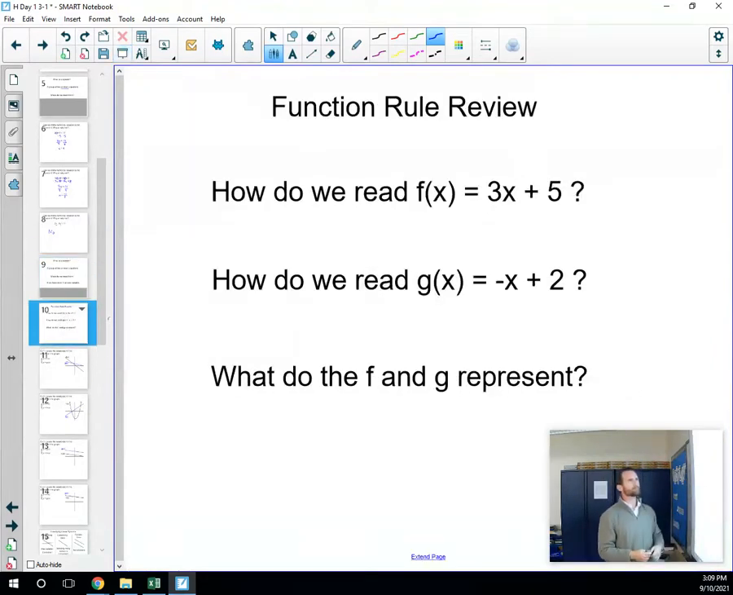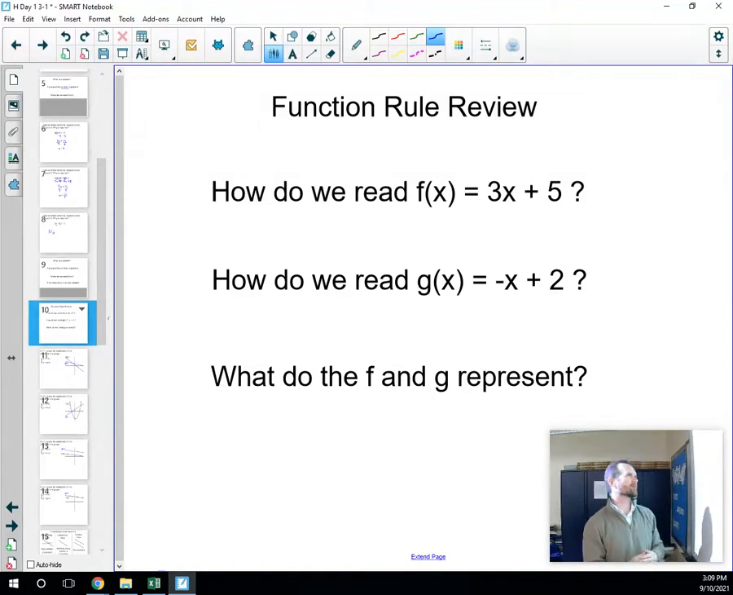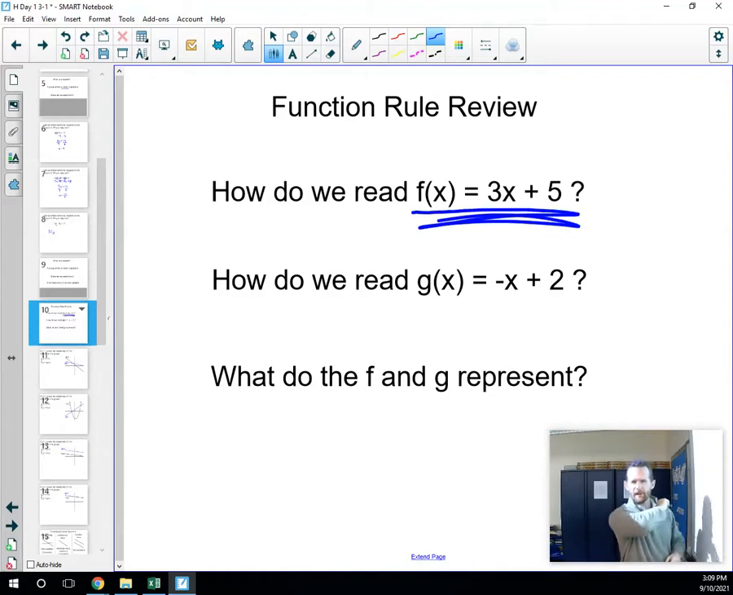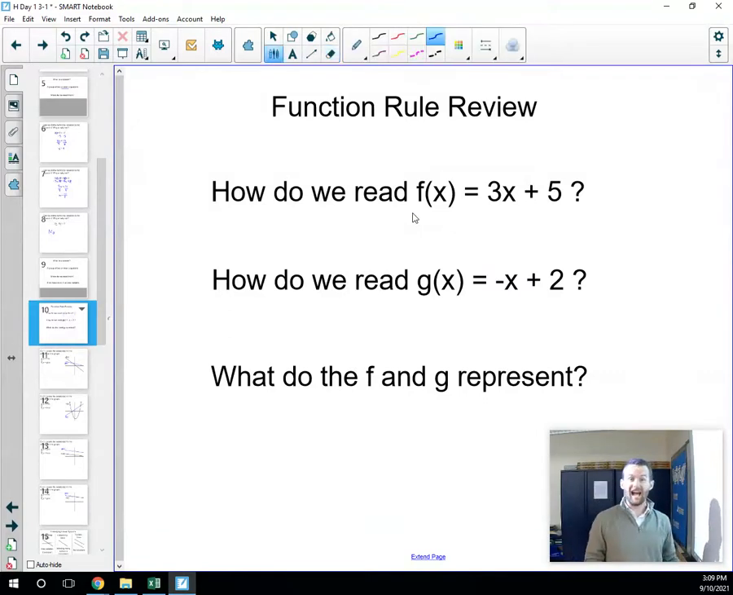All right. Now a little bit of function rule review here. This is something you should remember from Algebra 1, but we're going to need it in today's lesson. So let's bring it back to the front of our brains. So how do we read this? Think about that for a second if you need to. How do we read that? Well, if you said f parentheses x or f times x, unfortunately that's incorrect. We read this as f of x.